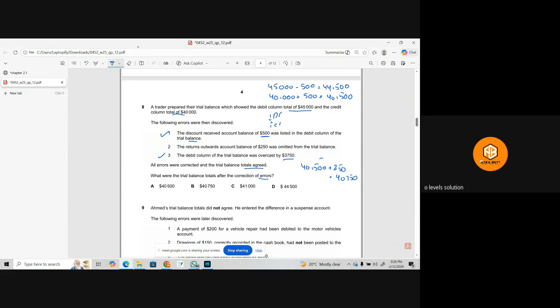Error 3: the debit column of the trial balance was overcast by 3,750. So the debit column was overcast by 3,750, which means the debit total is too high. So we have to reduce it. The debit side we will reduce by 3,750. So the new debit total will be 44,500 minus 3,750.